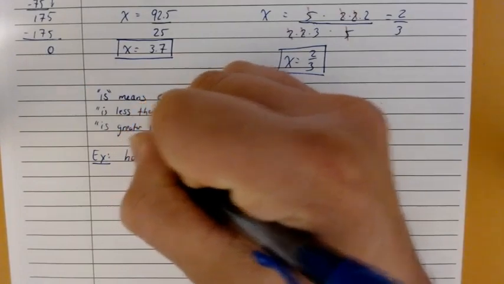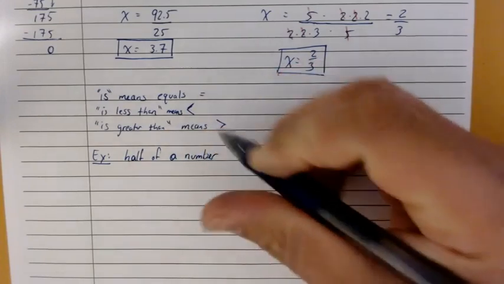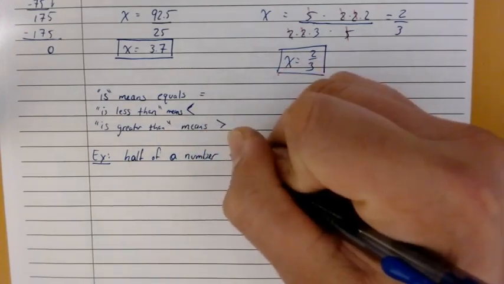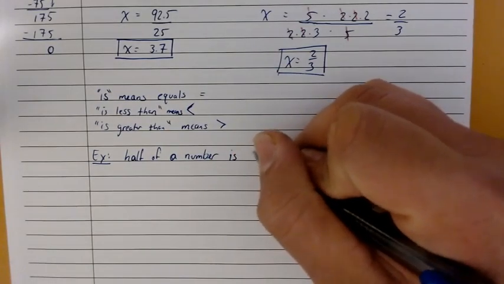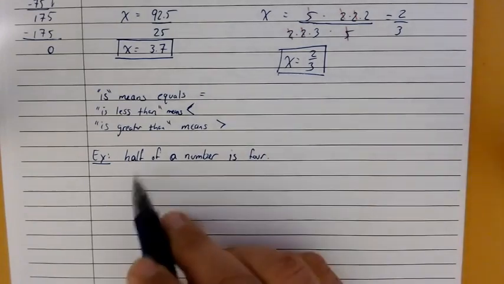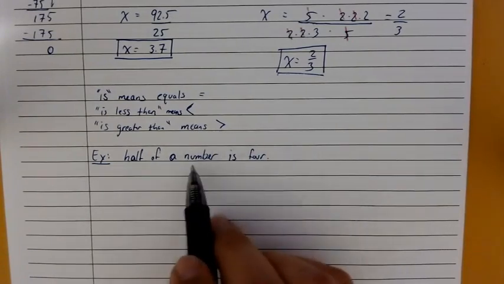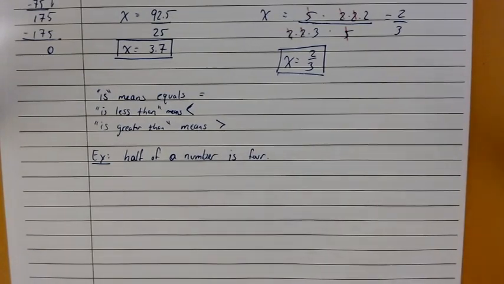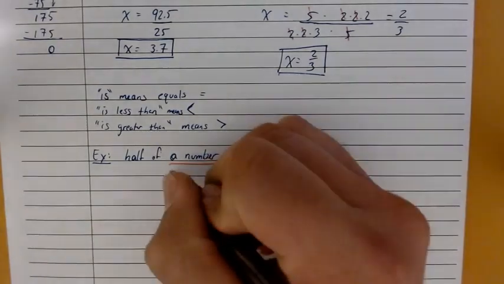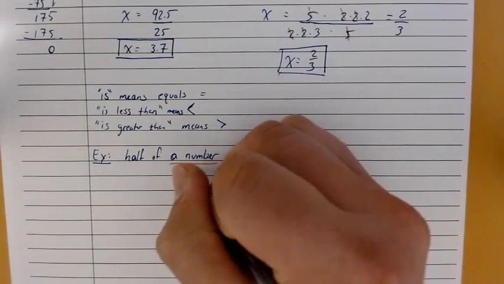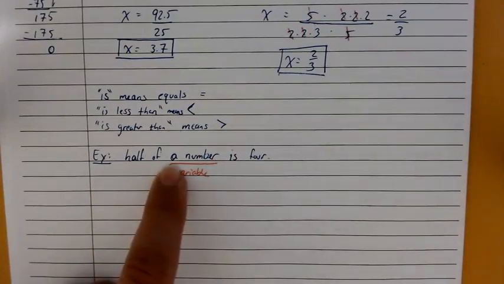Let's say half of a number is 4. Okay. Now, whenever you see a phrase like a number or some number, that's where your variable goes, because it is a number, but you don't know what that number is. It could be anything, hypothetically. So this is where your variable goes. Okay. So half of a number means half of a variable.